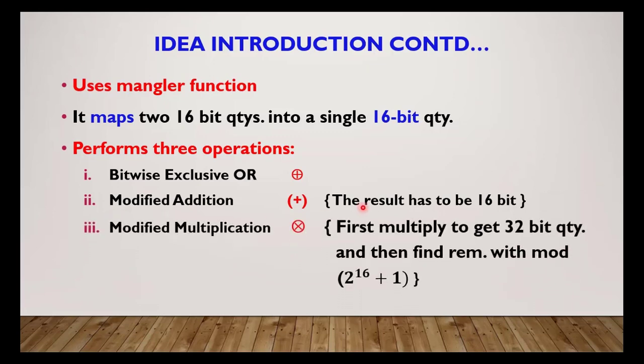Then you have the third operation, that is called modified multiplication, because it is not always possible that when you multiply two 16-bit quantities you will get a 16-bit result. So what is this modified multiplication? You first multiply to get a 32-bit quantity, and then find the remainder by taking the mod operation with 2 raised to 16 plus 1. Okay, that's what we call modified multiplication.